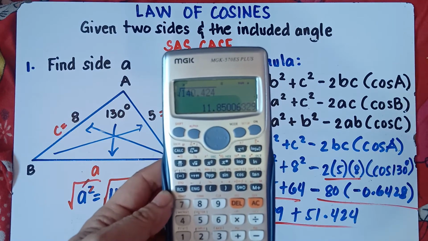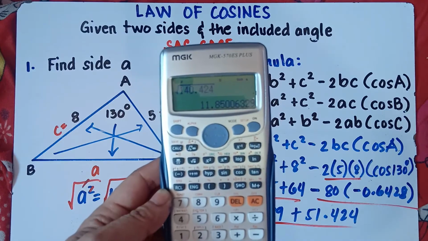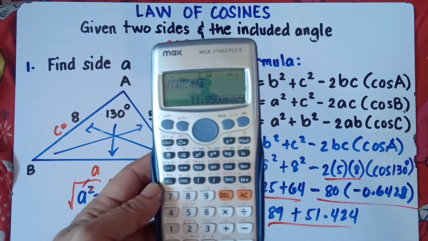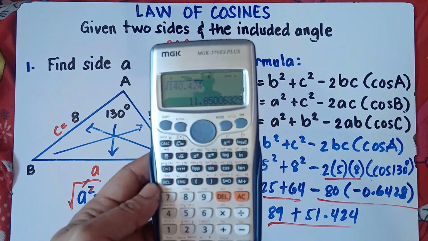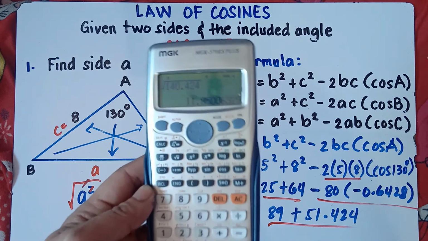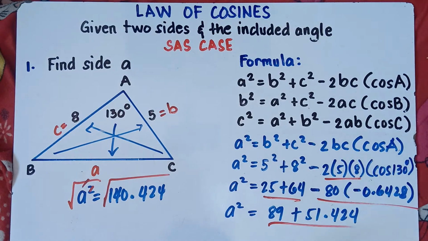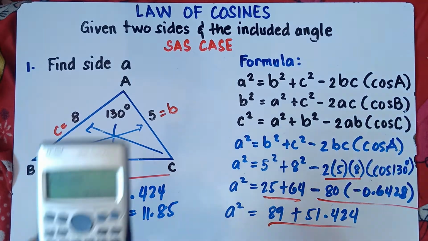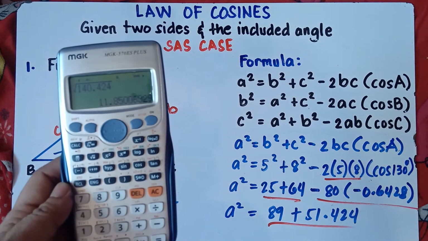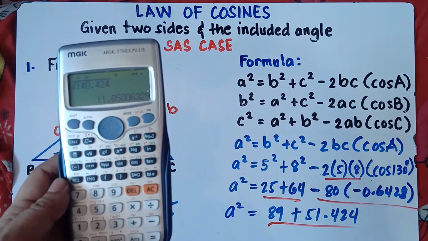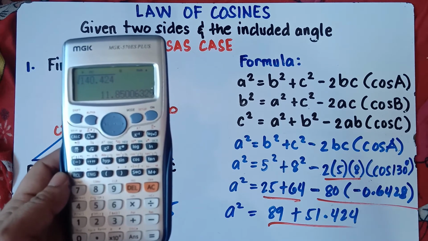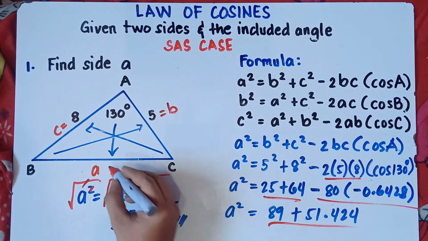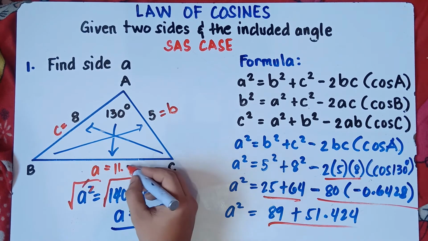So you will have 11.85. Since this is our final answer, we need to have two decimal places, nearest hundredths. So 11.85, after the 5 that is 0. Simply round down, simply copy 85. So our answer for a is 11.85. That's it, class. All set. That's the answer for a: 11.85.